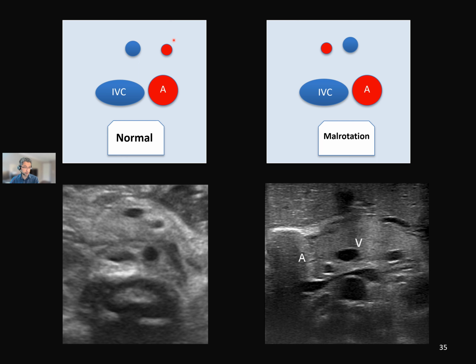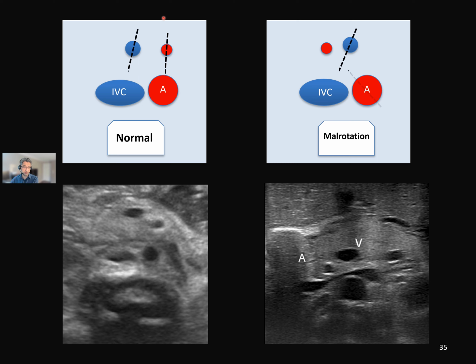SMA is in normal position as we expect. The SMV is normally to the right of the SMA, but if the SMV is on the left of the SMA or in the same position, then it's abnormal. And according to the position of the probe, it may be difficult.